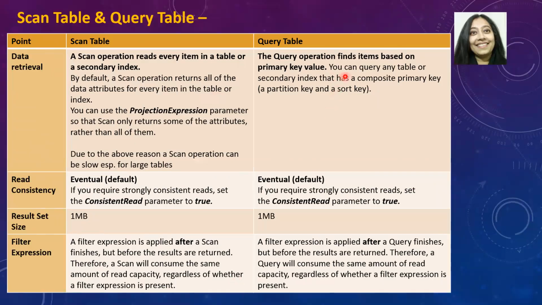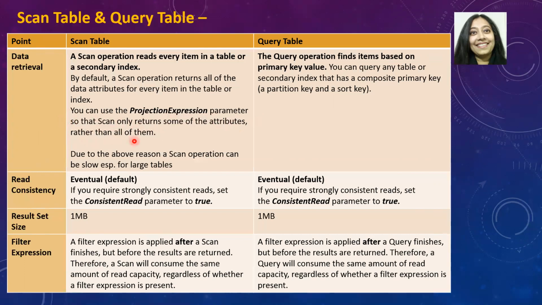Okay, now you can query any table on a secondary index or a composite primary key. It really doesn't matter. But when you're performing a query, it will basically only pick up records where the primary key value matches. And if you've provided filter expressions, then it will filter those and provide you only what matches after filtering everything.